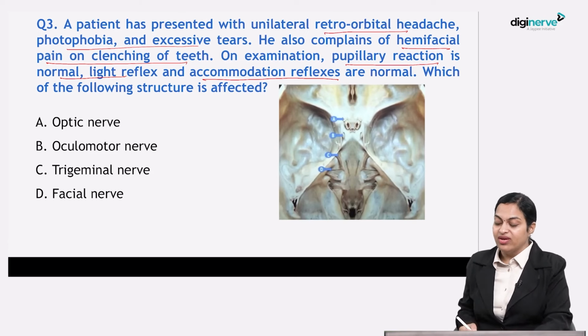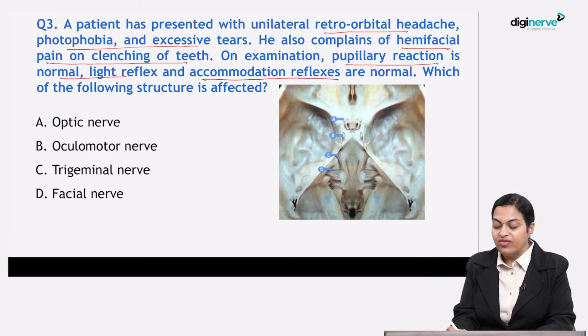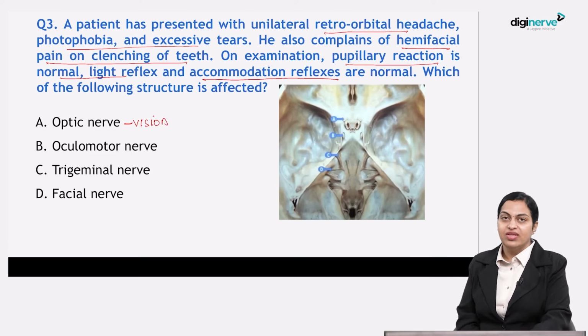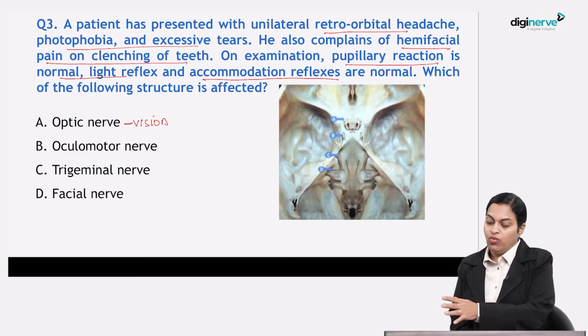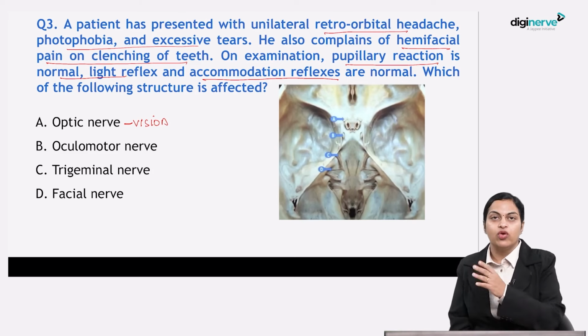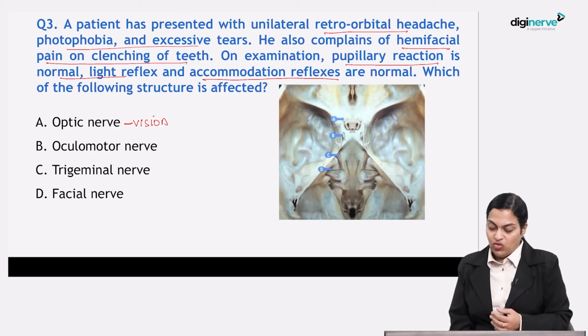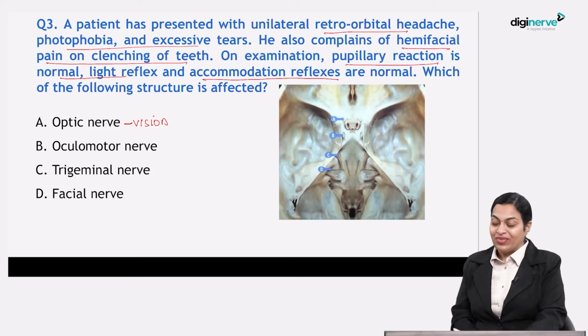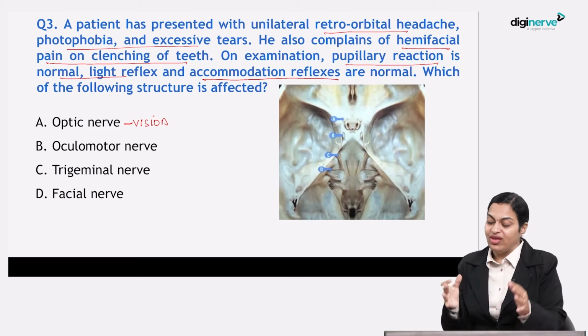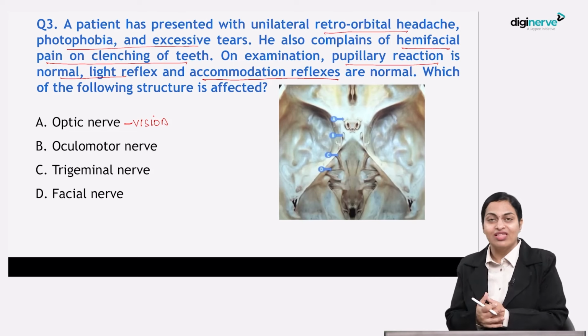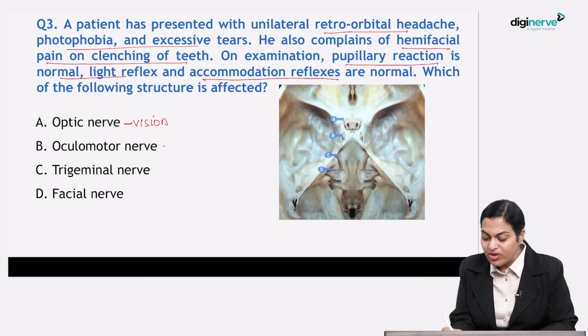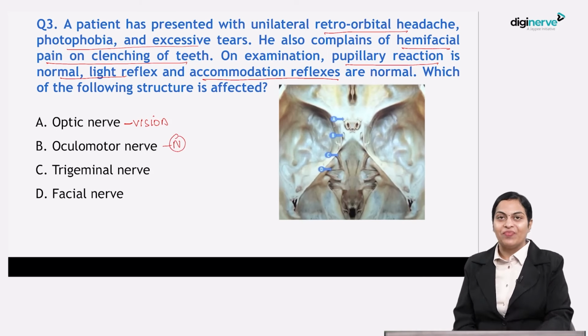Okay, so A here is the optic nerve. What is the function of optic nerve? Vision, isn't it? Okay, but nowhere symptoms related to visual defect or visual loss is given. So we'll just leave off optic nerve. Coming to oculomotor nerve, they've told that the light reflex, accommodation reflex, pupillary reaction is all normal. So oculomotor nerve is also normal.